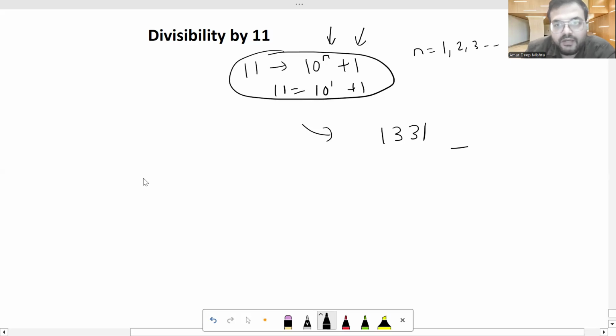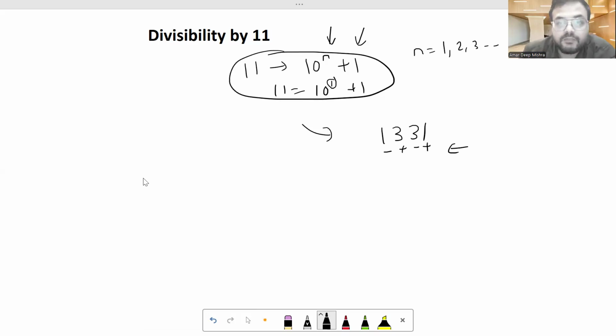So we will start from the right side, and we'll gradually move towards the left direction. 10 power 1 means at every one place, you have to move alternate plus minus, like plus, minus, plus, minus. That's how you will move from the rightward towards the leftmost, leftward direction.